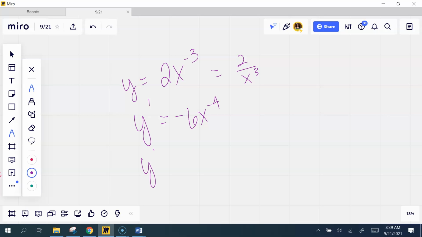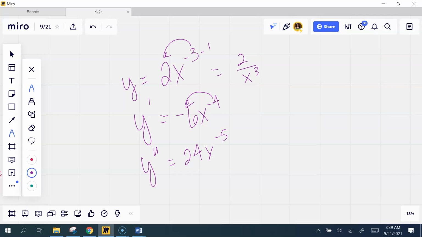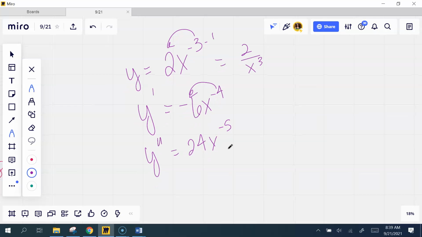Same rule. Multiply and subtract. So again, multiply and subtract. If you've got a negative exponent, you can move that piece down to the bottom. I could keep going with this forever.